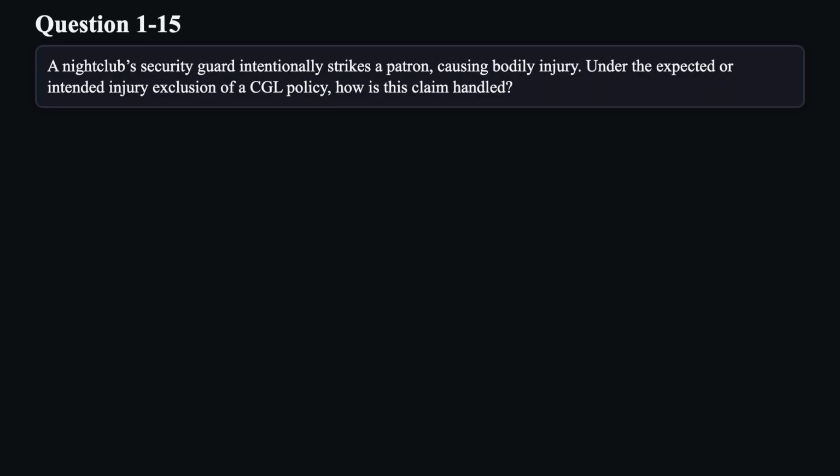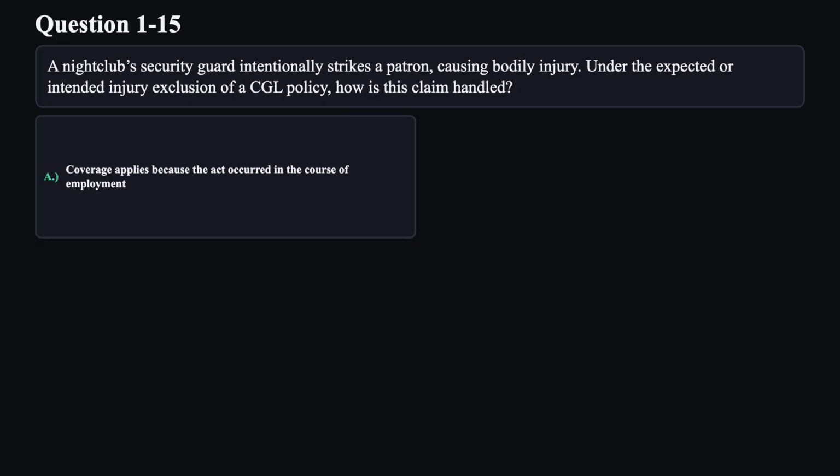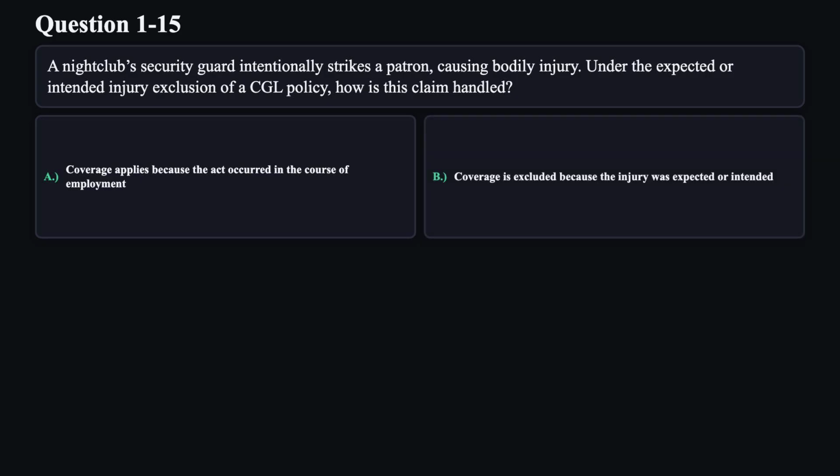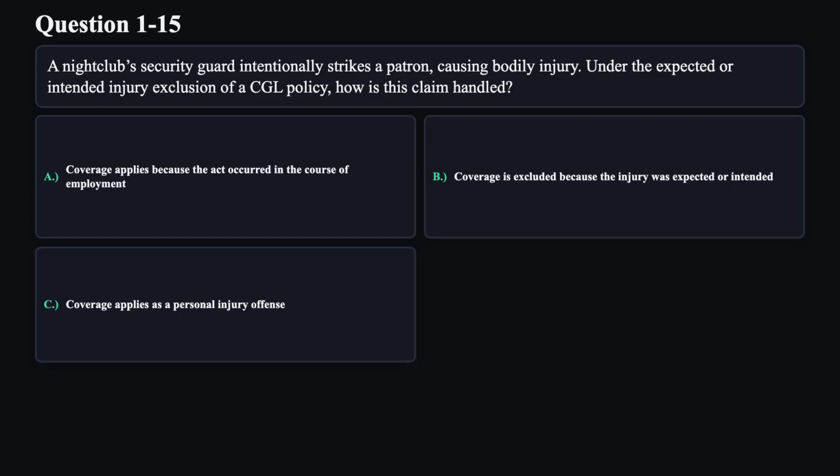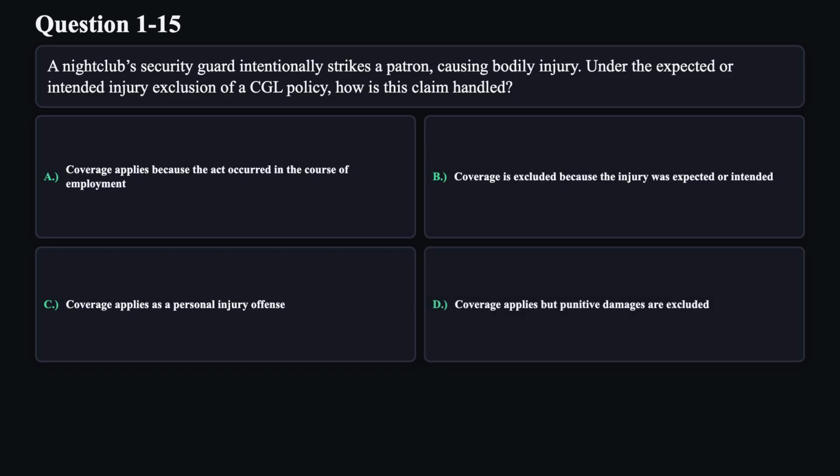Question 15. A nightclub security guard intentionally strikes a patron, causing bodily injury. Under the expected or intended injury exclusion of a CGL policy, how is this claim handled? A. Coverage applies because the act occurred in the course of employment. B. Coverage is excluded because the injury was expected or intended. C. Coverage applies as a personal injury offense. D. Coverage applies but punitive damages are excluded.